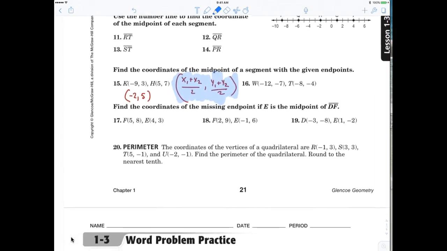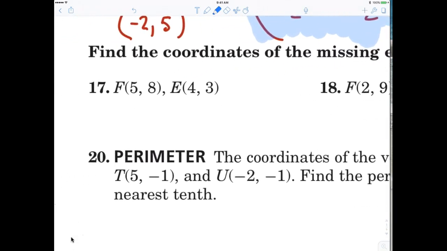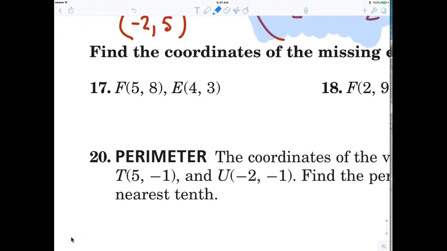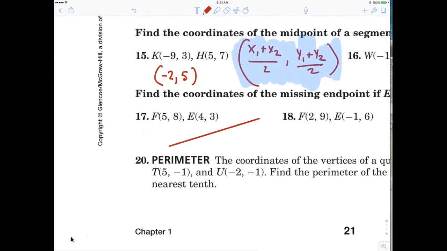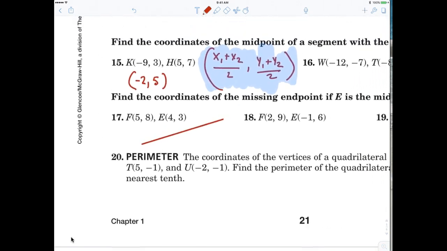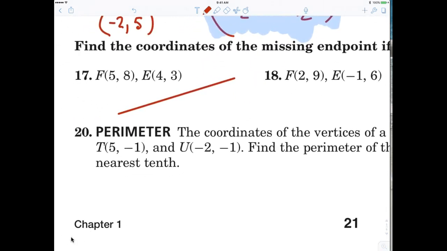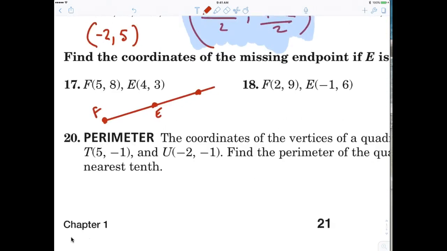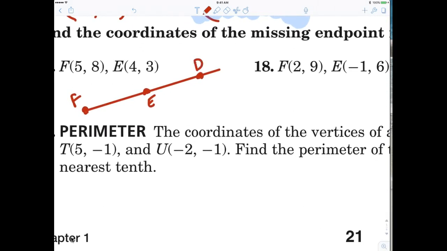All right. Now, I want to show you 17, which is super easy. So look right up here. Find the coordinates of the missing endpoint if E is the midpoint. So I have a point here, and I'm going to assume this is the midpoint, and this is the other point right here. D is the other point, thank you.